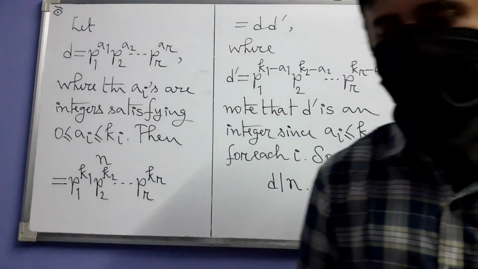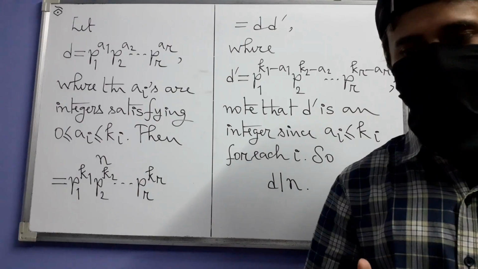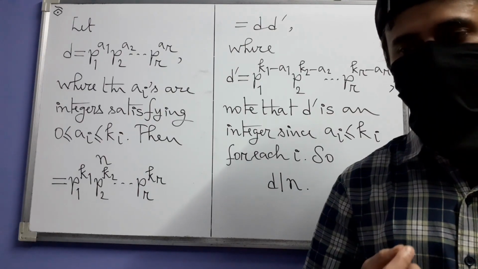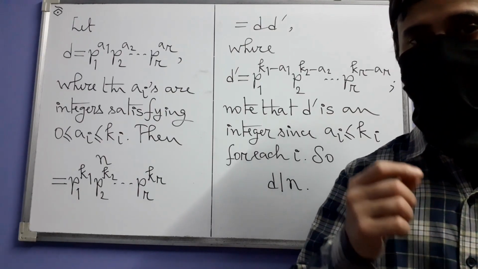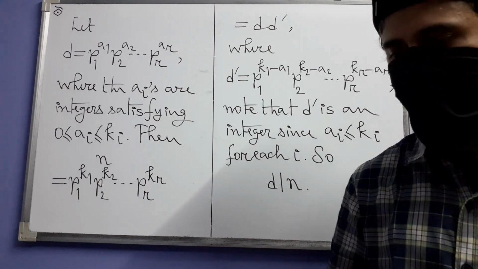Armed with this result, next we are going to see how we can write the functions tau and sigma in terms of prime factorization of the input. So that's what we will see in the next video.